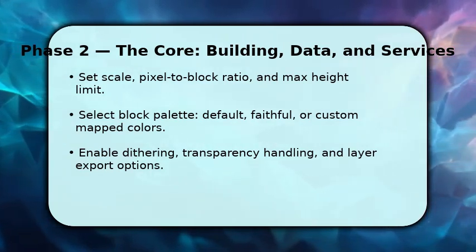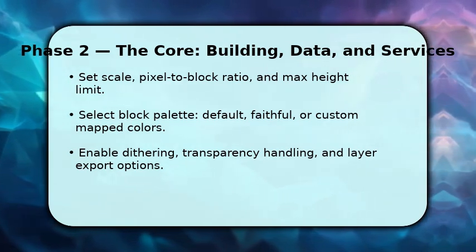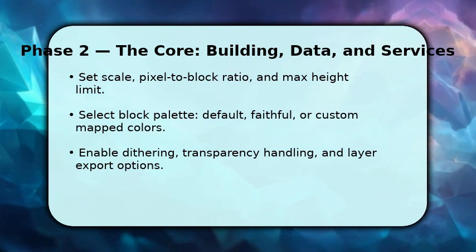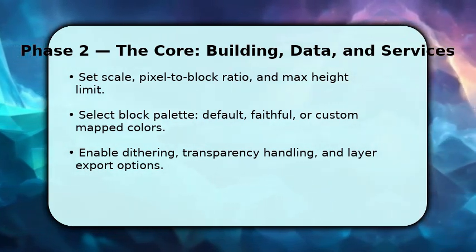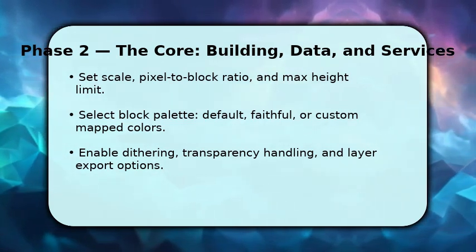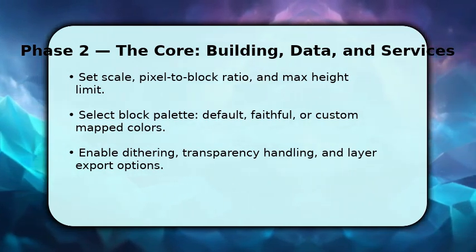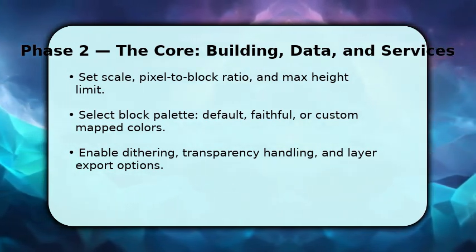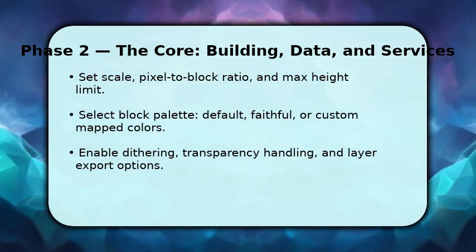You now adjust the conversion settings to control quality and performance. First, set the scale and pixel-to-block ratio, so 1 image pixel equals 1 block, or a custom ratio if you need compression. Then choose the block palette, default for speed, faithful for color accuracy, or load a custom palette to match your server. Once done, toggle dithering to smooth gradients, set max build height if exporting 3D layers, and enable layer export when you want separate schematic slices for assembly.